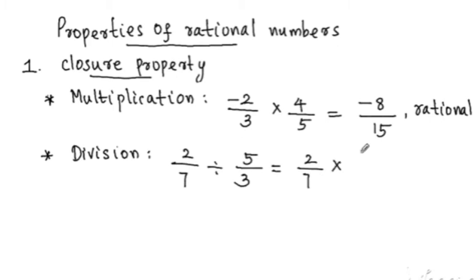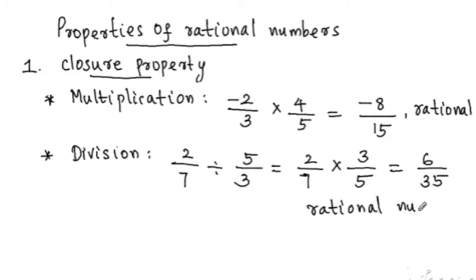So first, you can write the first rational number as the same, and you have to switch the numerator and denominator of the second rational number, so that it becomes multiplication. You can see the solution is 6 by 35, and it is again a rational number.